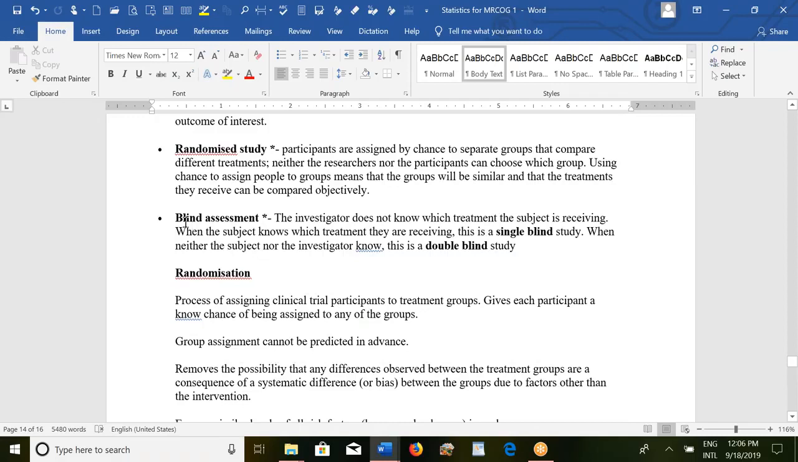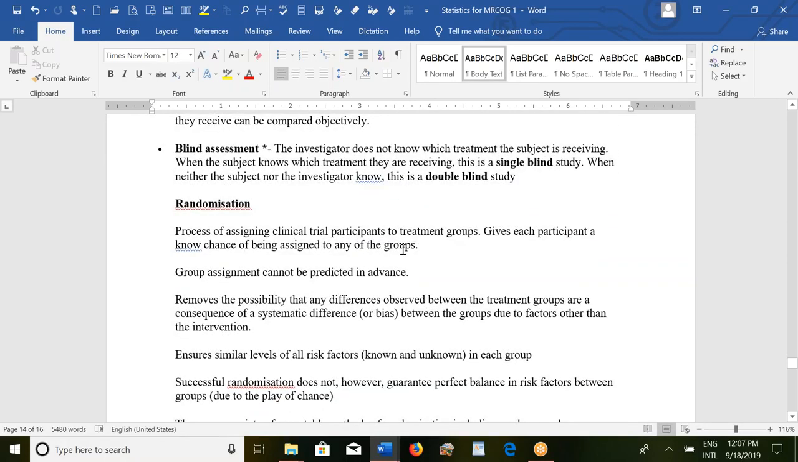Then there can be blind assessment. The investigator doesn't know which treatment the subject is receiving. When the subject knows which treatment they are receiving, this is a single blind. And when neither the subject nor the investigator knows, then this is a double blind study. So when the patient knows that they are receiving a treatment and the doctor doesn't know, then this is called single blind. But when the patient and the doctor both don't know, then it is called a double blind study.